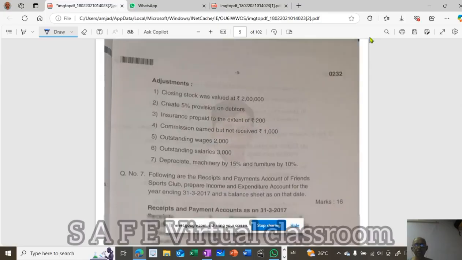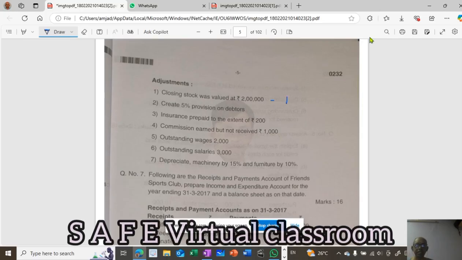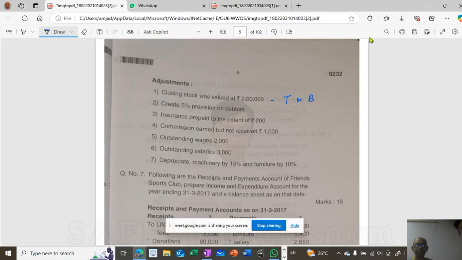Now you tell me, what will you do with the closing stock? Closing stock was valued at 2000. Fine. So we'll put this in the trading account, and in the balance sheet. Yes, it will come in two places. I told you, adjustments will always come in two places.